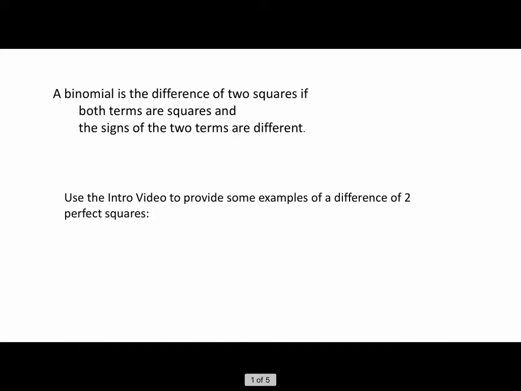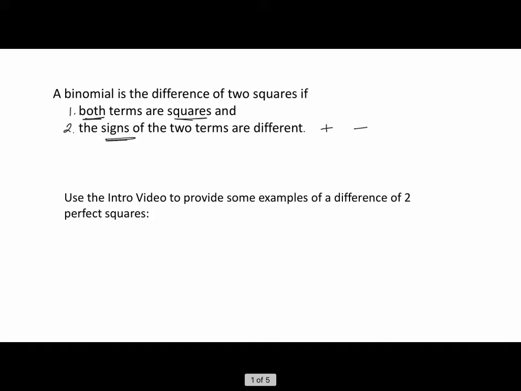A binomial is the difference of two perfect squares if it meets both of these conditions. First, both terms must be perfect squares. And second, the signs of the two terms are different. So one sign is positive, one sign is negative.